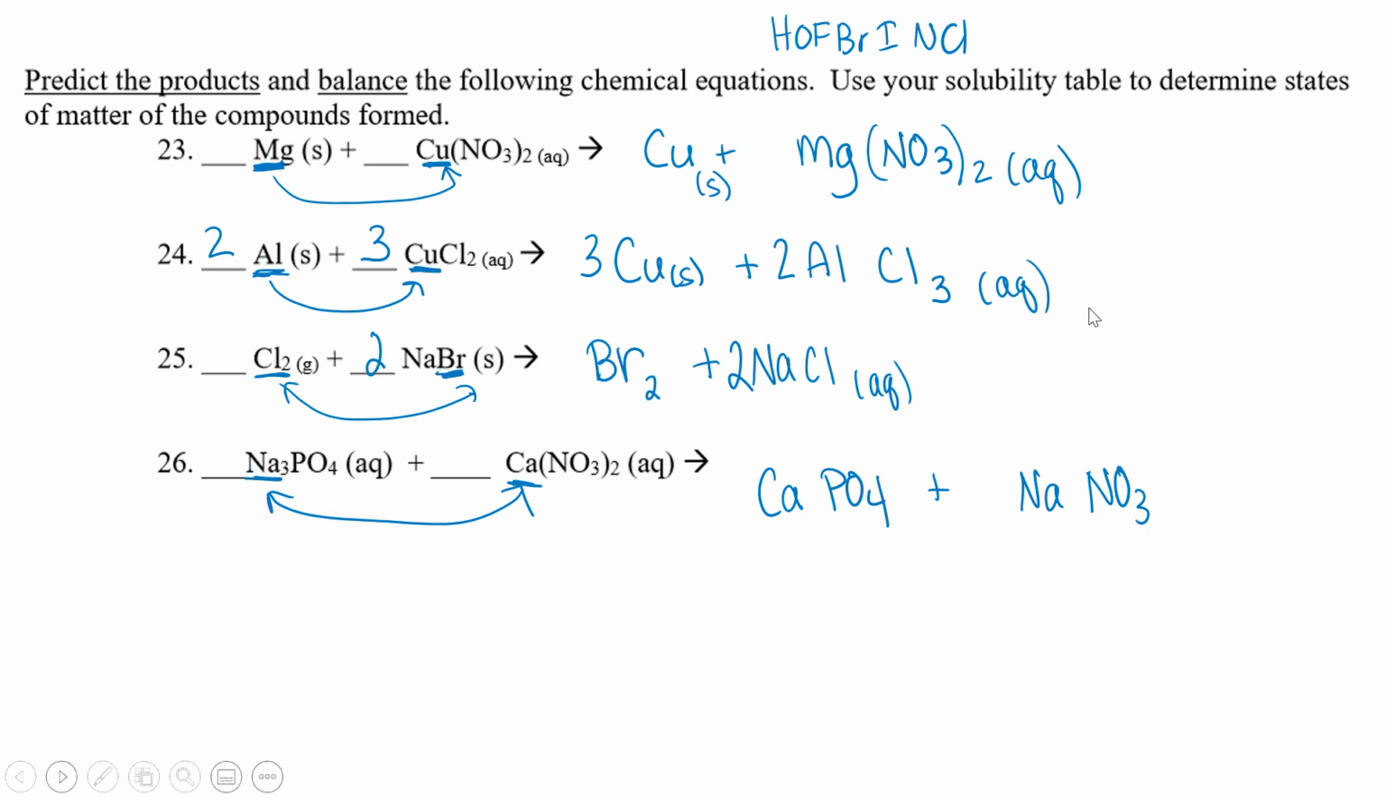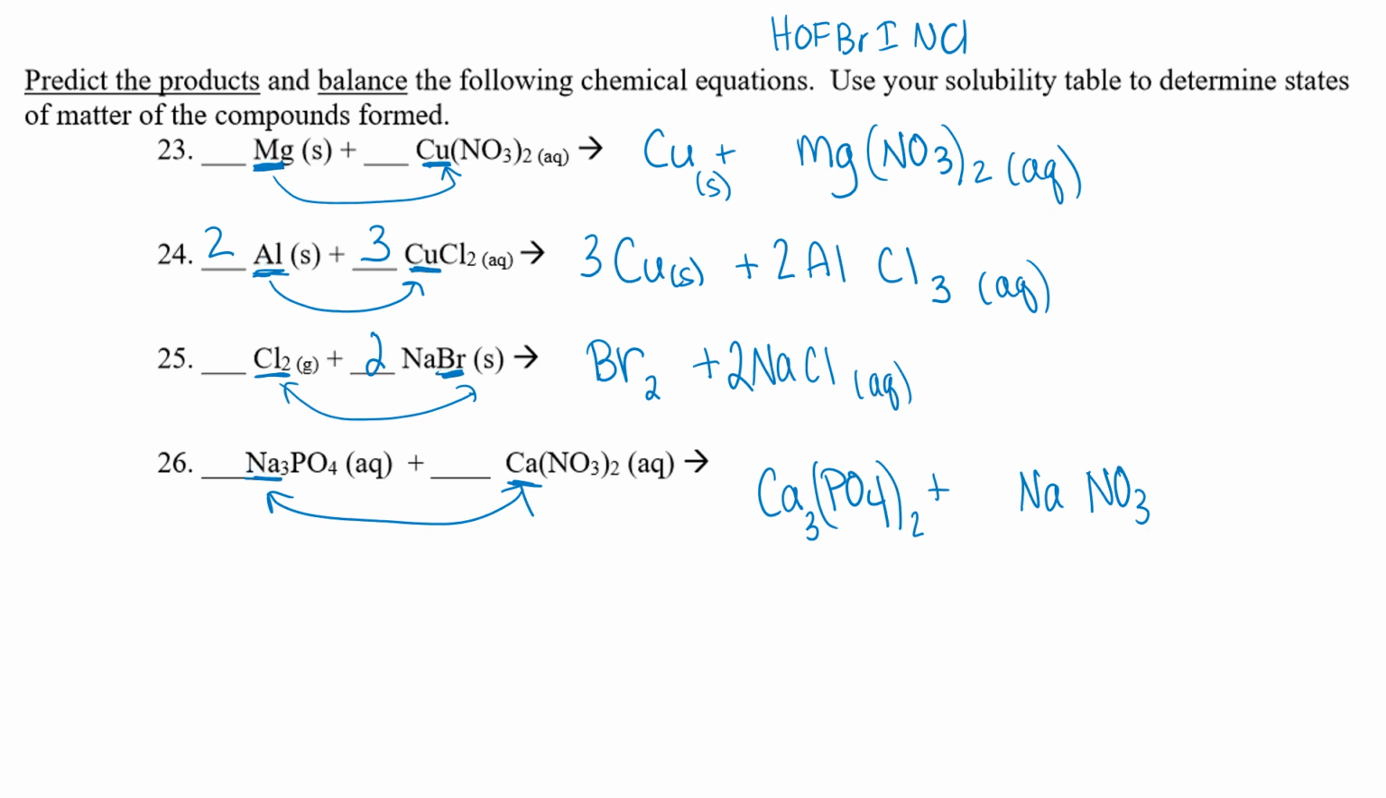Now I have to look at charges to figure out the formula. So calcium is +2, phosphate's -3. They do not add up to 0, so you can do a little crisscross here. So that's going to be Ca3(PO4)2. And then we go back and erase the charges. That was just a little note to myself there.